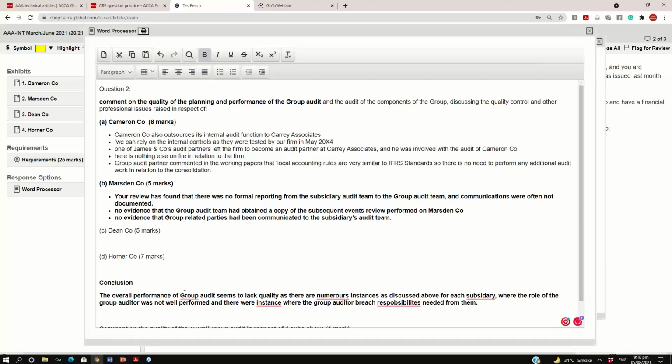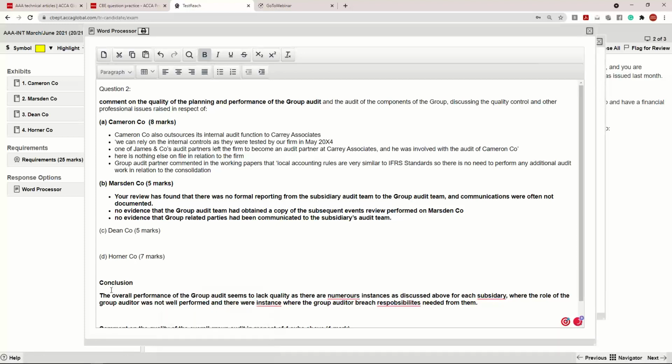You're just telling the examiner that the overall performance of the group audit seems to lack quality because there were numerous instances in Cameroon, Marsden, Dean, and Honor. You're not repeating those instances, right? As discussed above for each subsidiary, where the role of the group auditor was questionable. Have we found some questionable role of the group auditor in Cameroon company, where the engagement partner was giving some very wrong advice? We found some issues with Marsden company, where the group auditor was not bothered about obtaining evidence about subsequent events. There was no proper communication between the group auditor and the component auditor. So see, this is the conclusion at the end.